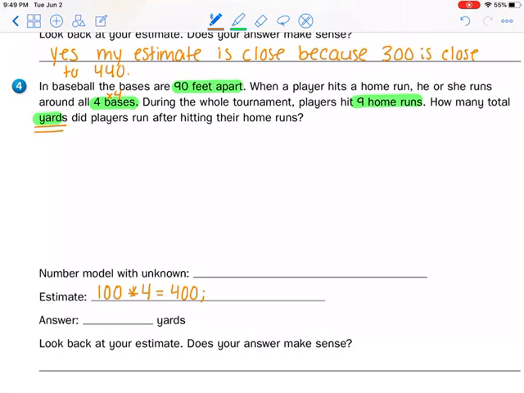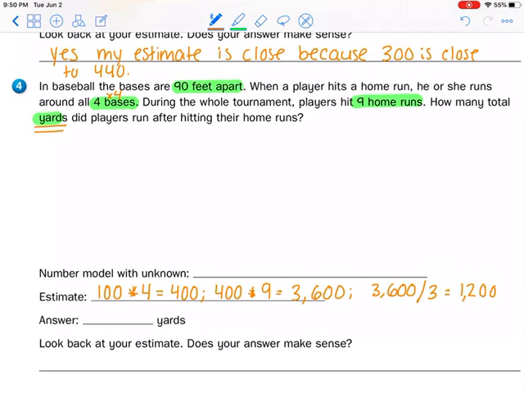So then, if it's 400 feet per home run and the players hit 9 home runs, you have to do 400 times 9 to get the total number of feet that they ran, which is 3,600. So then I would take that 3,600 and I would divide that by 3 because there's 3 feet in every yard. And I know that 3 into 36 is 12. And then I'm just going to add my zeros. Okay, so that's my estimate.